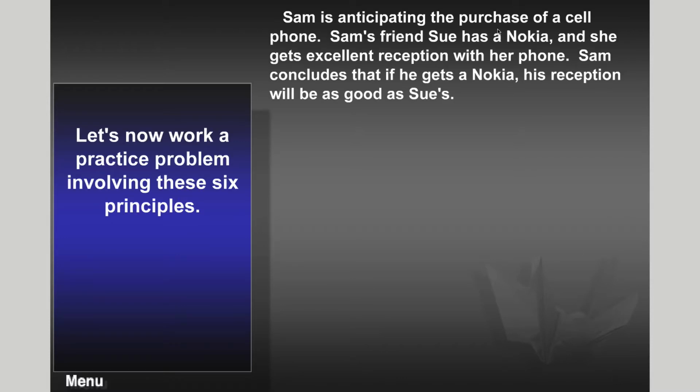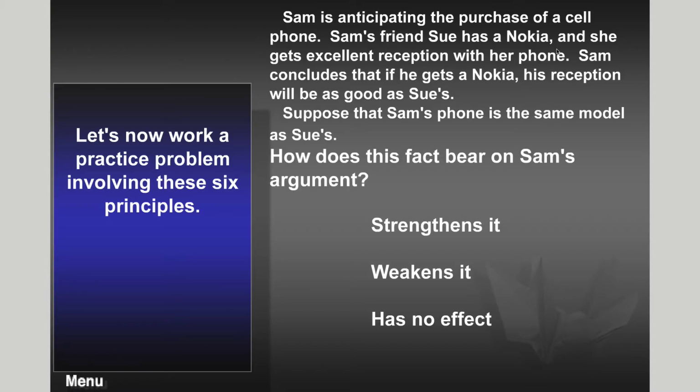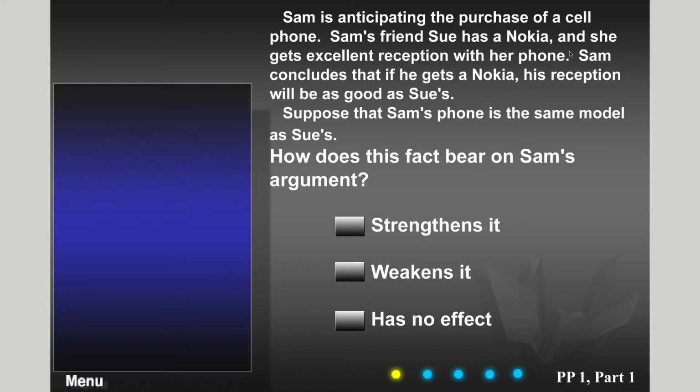So Sam is anticipating the purchase of a cell phone. Sam's friend Sue has a Nokia, and she gets excited. This is a bit of an older example. I don't know if even Nokias are around. They used to be the dominant cell phone company from about 2000 to, I don't know, I owned a Nokia myself. And she gets excellent reception with her phone. Sam concludes that if he gets a Nokia, I'm sorry, I gendered the Sam there, but we need to be careful these days when we read these examples.